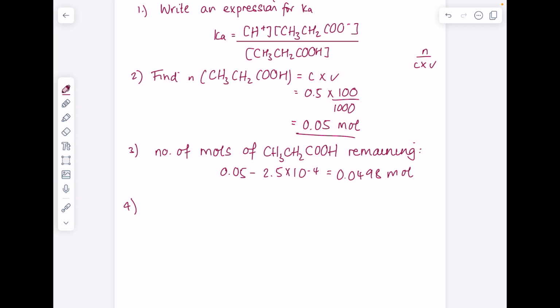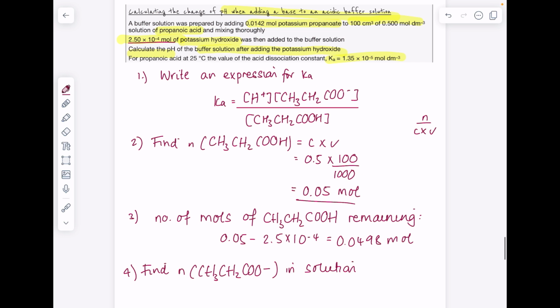Now we need to find the number of moles of propanoate ions in solution. I'm going to change colour of highlighter for you to see this more clearly. So what will the number of moles of propanoate ions in solution be? Well, it will be the number of moles we started off with plus the number of moles of potassium hydroxide. And that's because the hydroxide ions present in that potassium hydroxide react with the propanoic acid to give water and the propanoate ions.